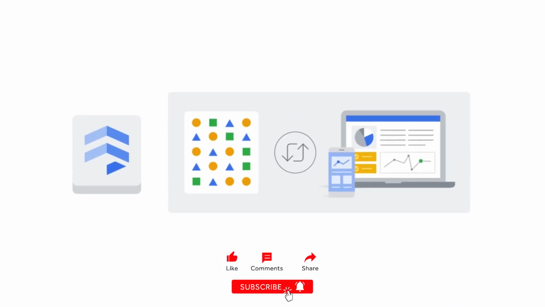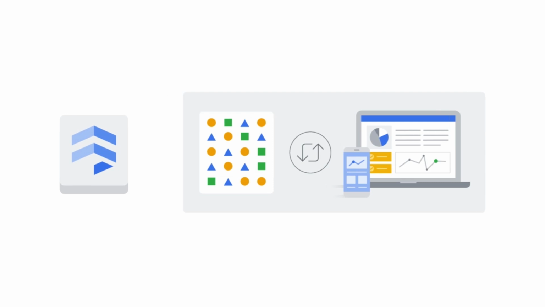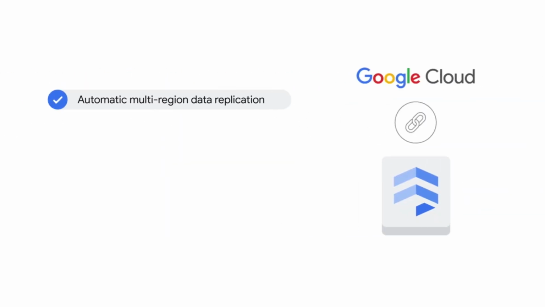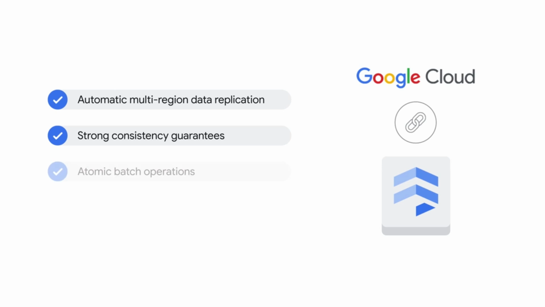Firestore uses data synchronization to update data on any connected device. However, it's also designed to make simple, one-time fetch queries efficiently. It caches data that an app is actively using, so the app can write, read, listen to, and query data even if the device is offline. When the device comes back online, Firestore synchronizes any local changes back to Firestore. Firestore leverages Google Cloud's powerful infrastructure, automatic multi-region data replication, strong consistency guarantees, atomic batch operations, and real transaction support.